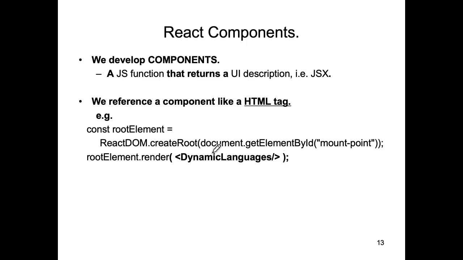So maybe the code that we've been looking at so far was generating a list of dynamic programming languages. When eventually we put all of that code into a component function, we might call that component function dynamic languages. And now we can refer to that component like this.